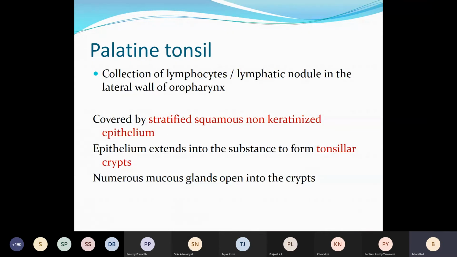The next topic is palatine tonsil. Palatine tonsil is present in the throat, and it is a collection of lymphocytes or lymphatic nodule. So you can write this down: it's a collection of lymphocytes in the lateral wall of oropharynx. Write all these points, then I'll explain to you.